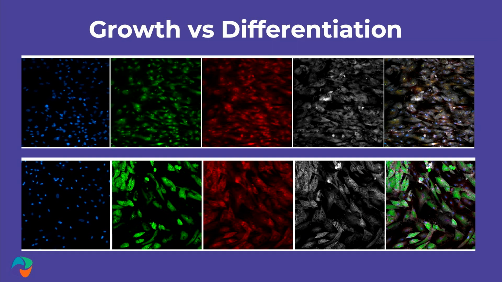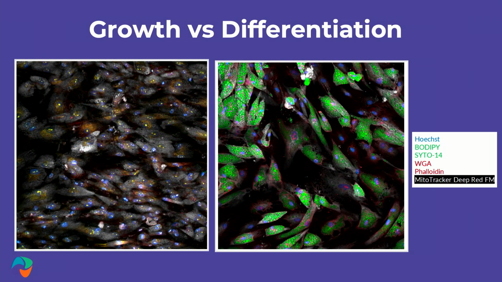So at the bottom, you see the differentiated cells. Now they're adipocytes. The green signal is the lipid, and the top is undifferentiated. Let me give you a close-up look here. So the first slide on the left is undifferentiated. The next slide is at day 21, differentiated. All the green that you see is the lipid, the fat content inside every cell.